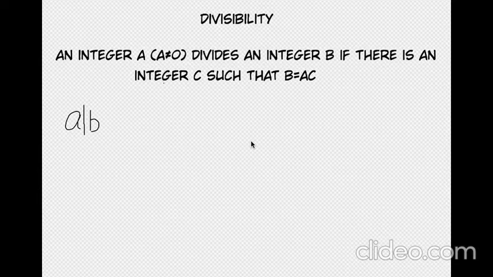We say that an integer a, where a is not equal to 0, divides an integer b if there is an integer c such that b equals ac. We could also think of this as a being a factor of b and b being a multiple of a. We denote that a divides b using this notation.